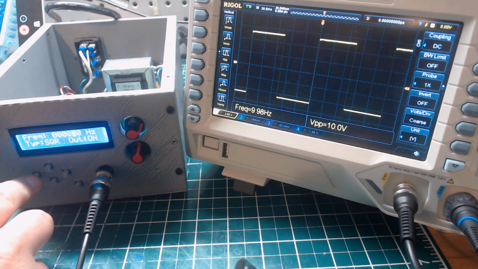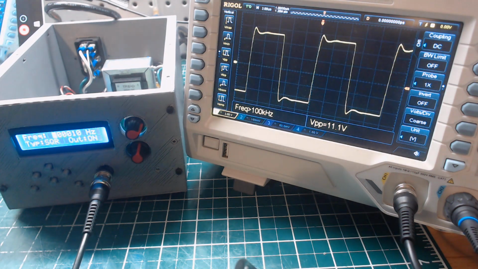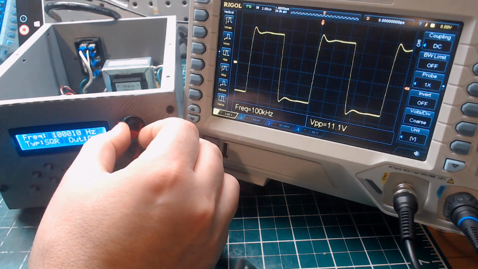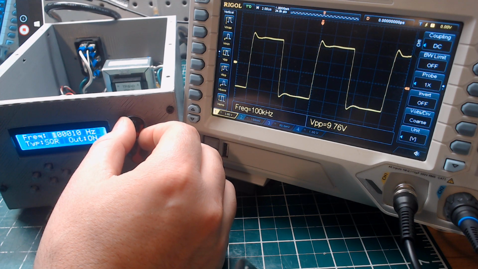Then the next requirement is we go to 100 kilohertz. That's the maximum. So there's 100 kilohertz. Yeah, the wave does not look great, to be honest. On the square, at least, it doesn't, not at this high frequency.